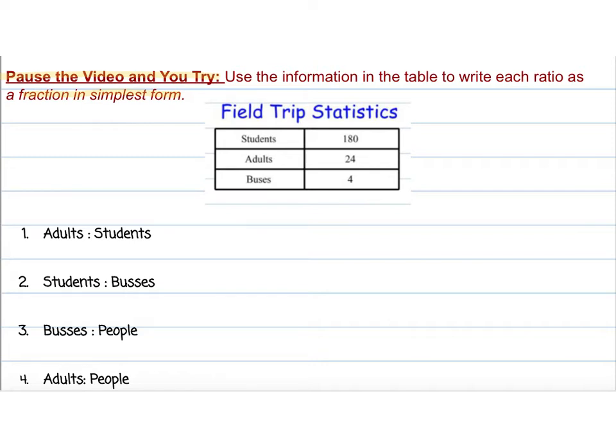Okay, so we're looking at field trip statistics here. We have some information about how many students were on the field trip, how many adults, and how many buses, and we're going to use that to write our ratios.